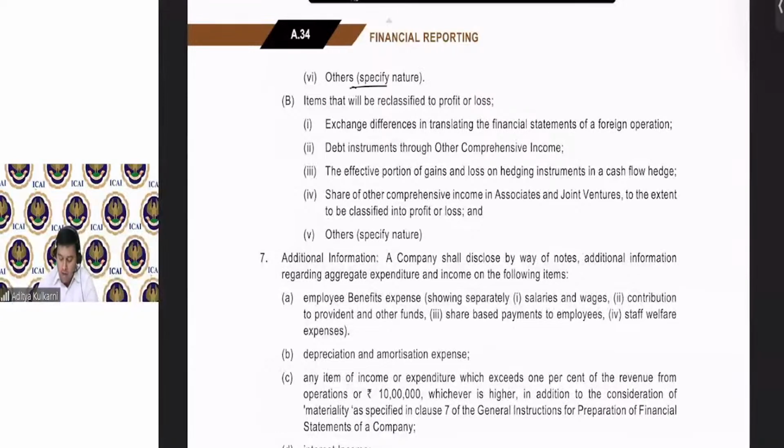Others. Coming to items reclassifiable, it could be exchange differences, basically FCTR. Once you dispose of a foreign operation, the FCTR will be reclassified to the profit and loss. Debt instruments through other comprehensive income, you will reclassify. Effective portion of gains and losses on hedging instruments: once the instrument is hedged, you will move this to the P&L. Share of other comprehensive income in associates, joint ventures, etc., to the extent reclassifiable to the P&L, and others.